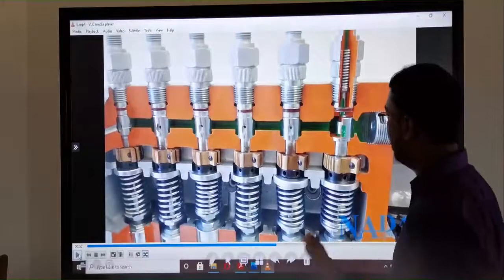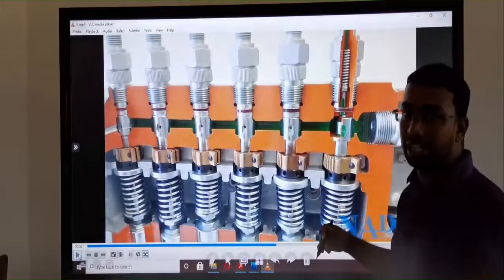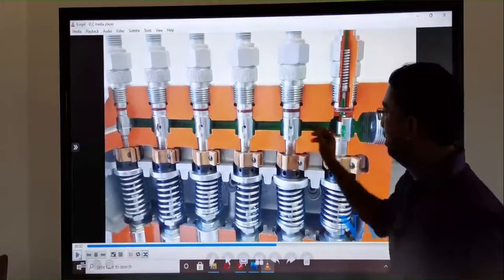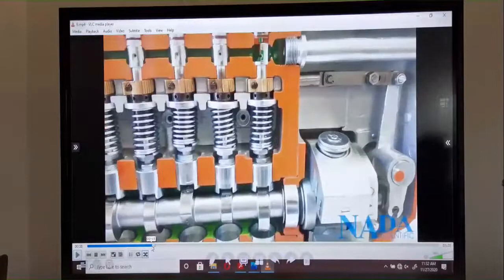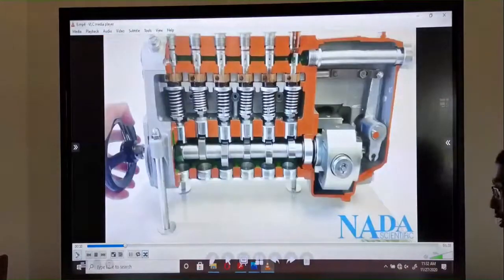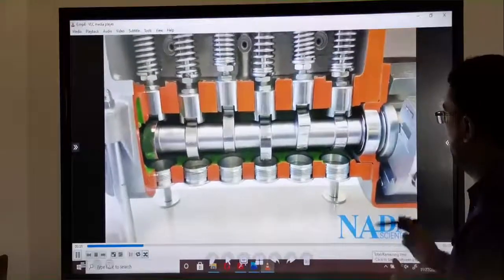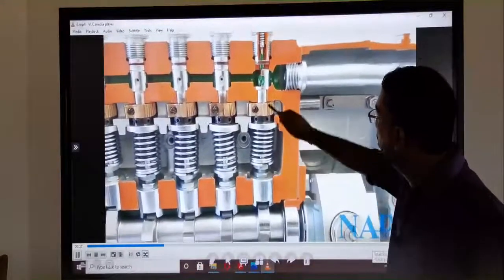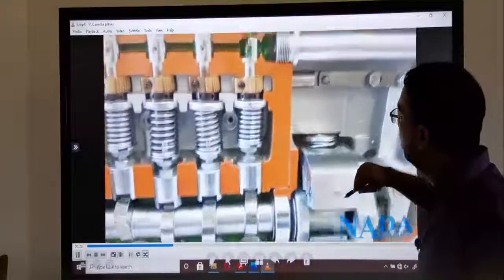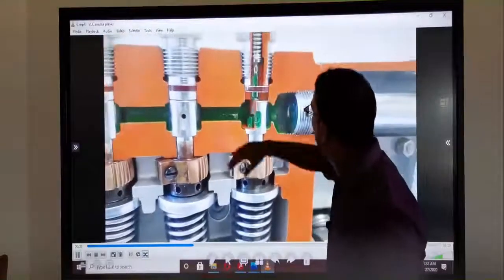So at the same time, there are six plungers. That means they are connected with the 6 injectors. So this line is filled with fuel by this opening for a while. When the fuel is filled, after this, the plunger works. You can see it here.